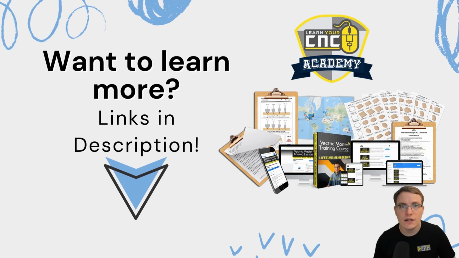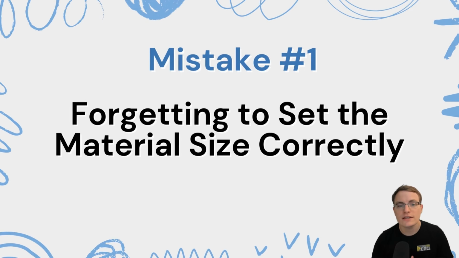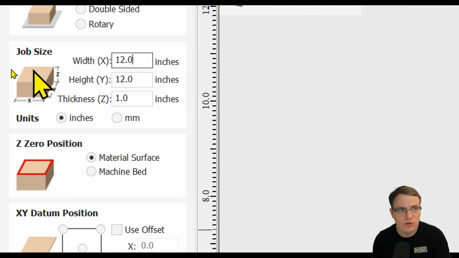But let's get started, and we're going to be covering our first mistake, and that is forgetting to set your material size correctly. This is a very common mistake people make when they're first starting out. Even when you get more experience, you still may forget this step, but when you are first setting up your job, it is critical that you set up your job size correctly. Now, this may seem very basic, but this will make a big difference whether your project is successful or not.